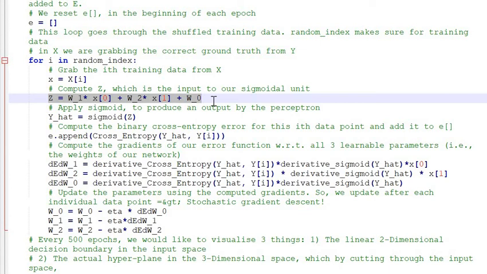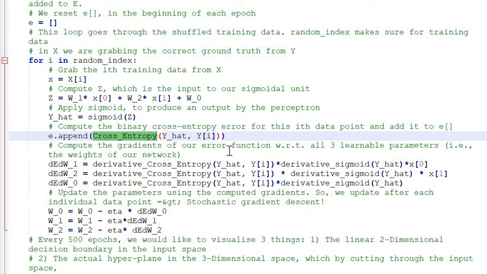Then I'm applying the sigmoid function. I have already discussed that we have defined a sigmoid function above as a Python function. So I'm just calling that function, and my input to that function is this particular z, which we have already defined. Then we are computing the binary cross entropy. That function we have also defined. So we are calling the cross entropy function, and my parameters are y hat and yi.